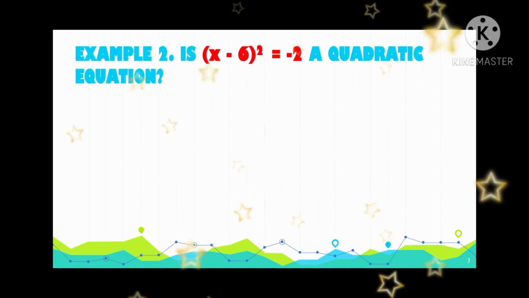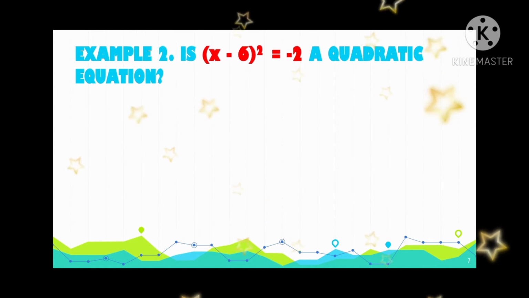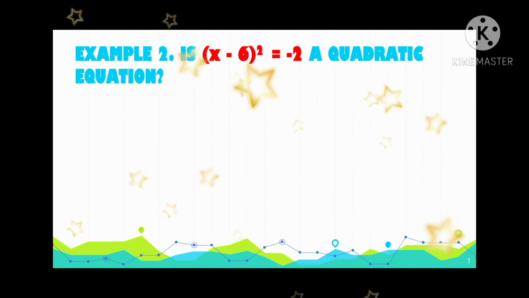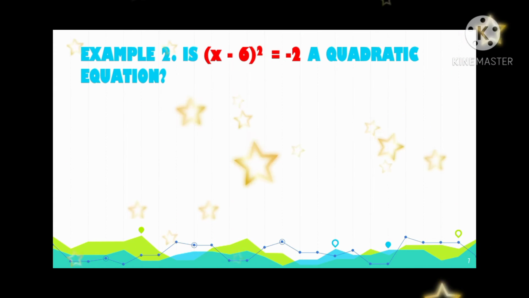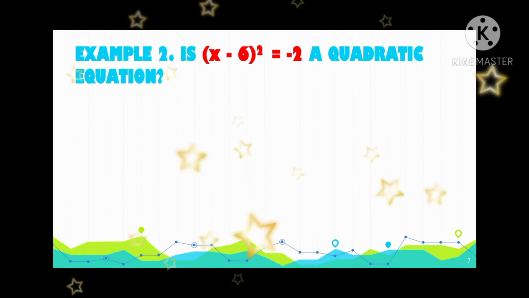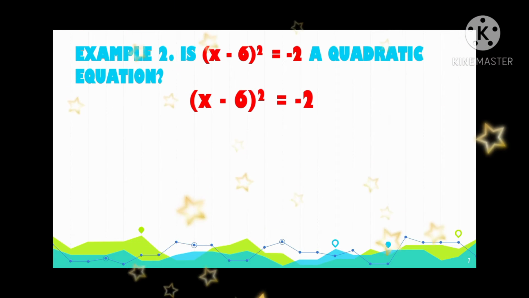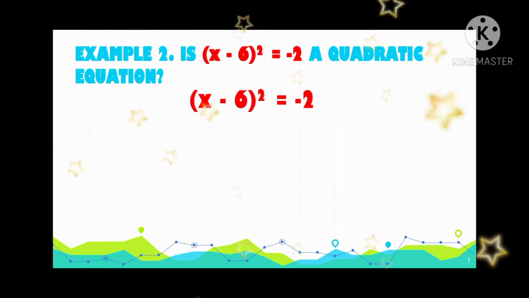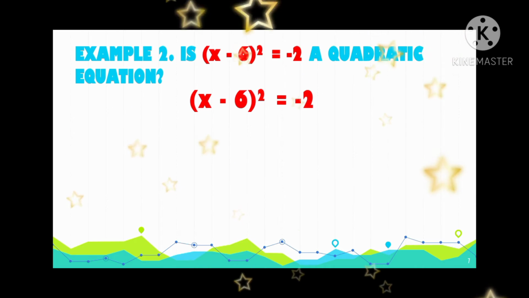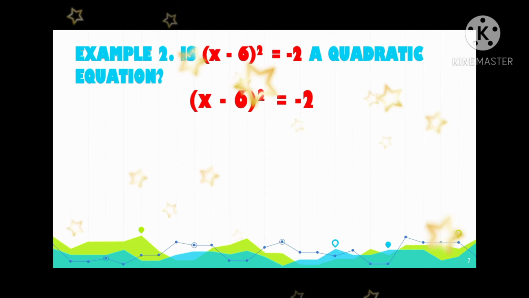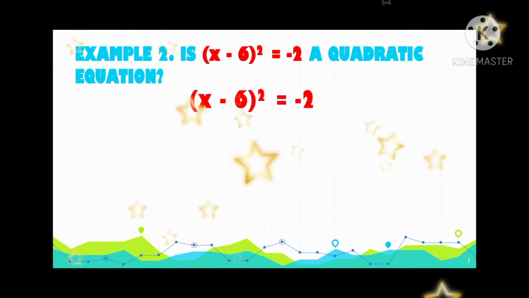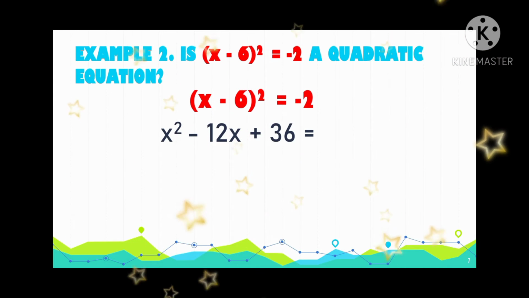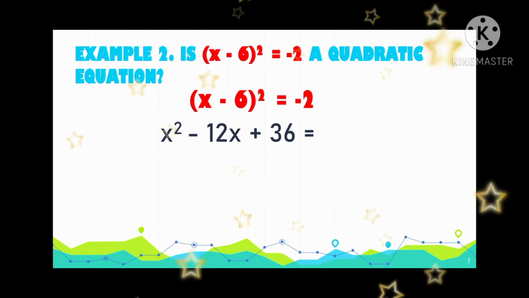Is the square of x minus 6 equal to negative 2 a quadratic equation? So, let's find out. So, write the equation quantity x minus 6 squared is equal to negative 2. So, meron tayong square of binomial. So, the square of x minus 6 is x squared minus 12x plus 36.